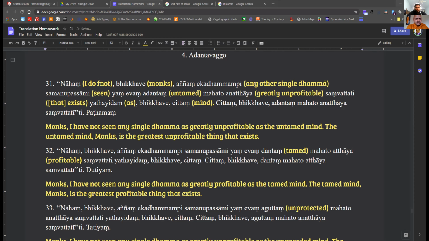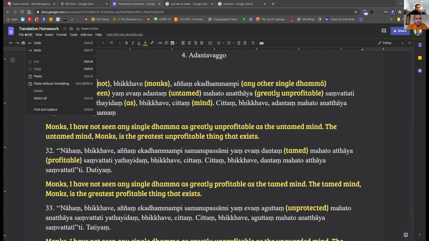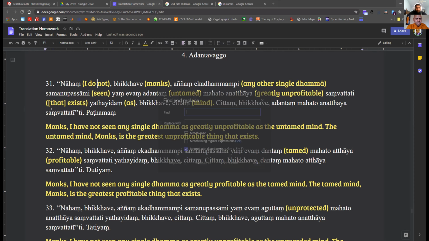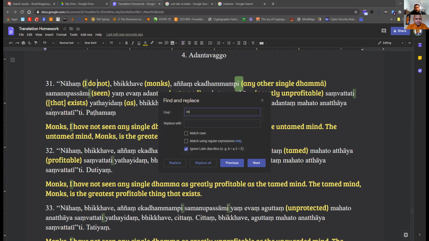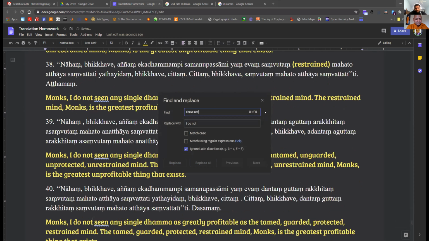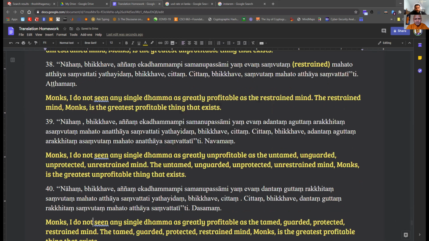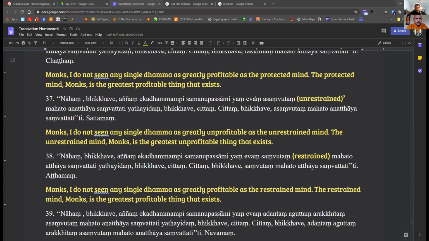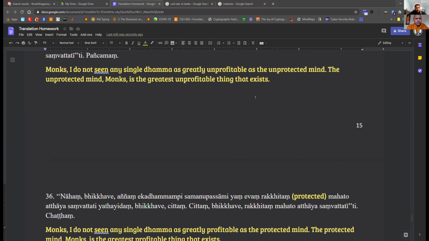So find and edit. Find and replace. "I have not." There's a whole bunch of these. Replace with "I do not." Replace all. There you go. So it works on Google Docs. I am working on Google Docs.